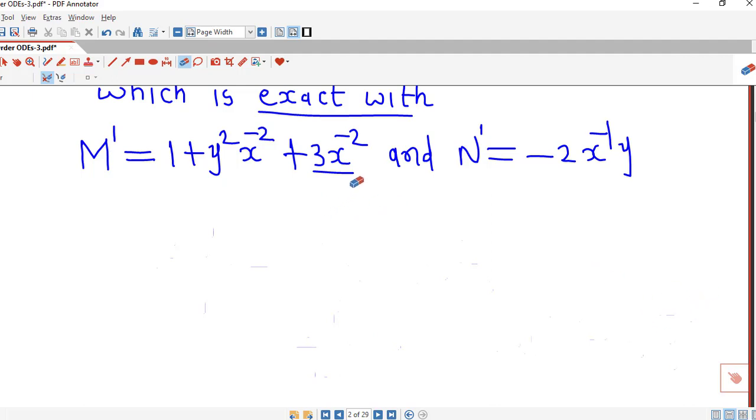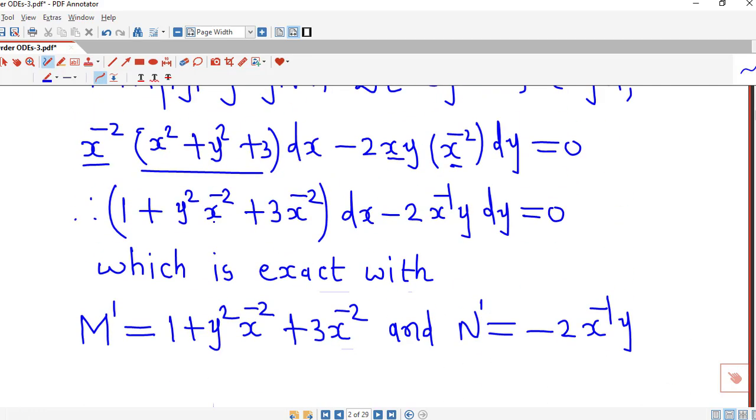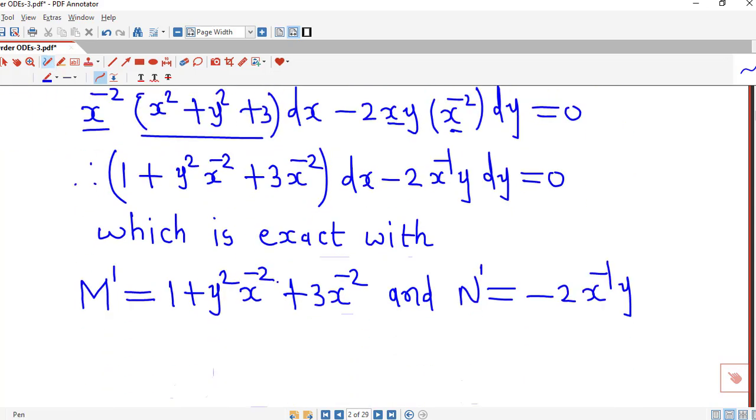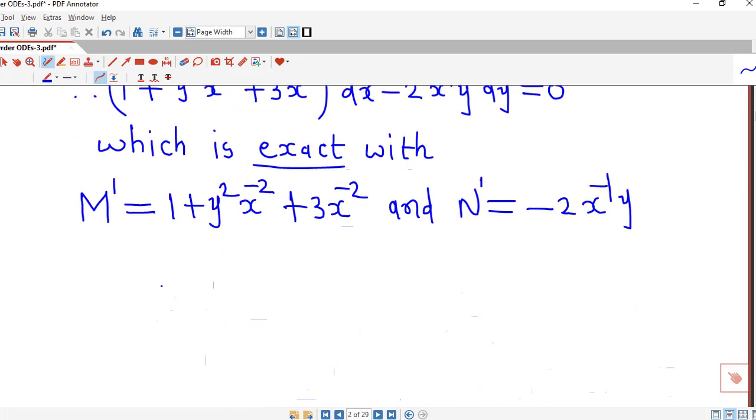This is just for our satisfaction. We don't have to show that the resulting equation is exact. It is always exact, because by the definition of integrating factor we can write directly which is exact, and now we find its general solution.